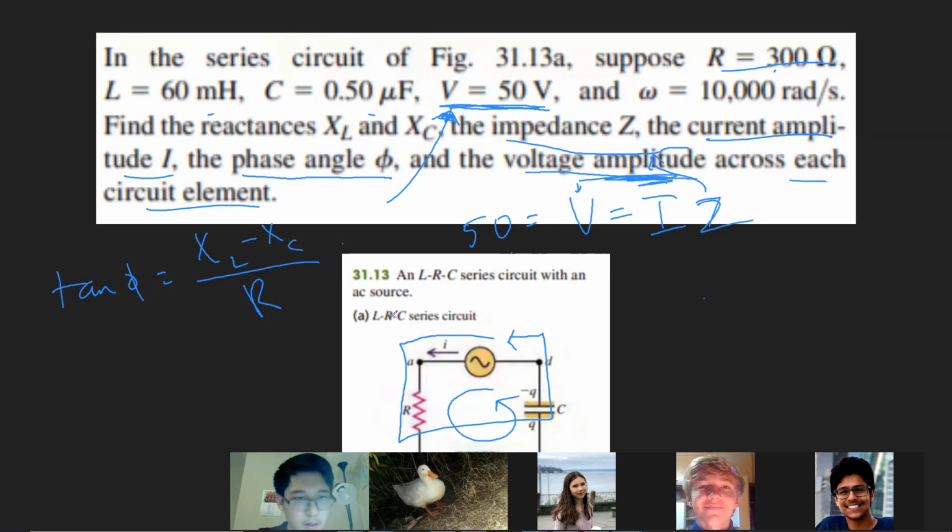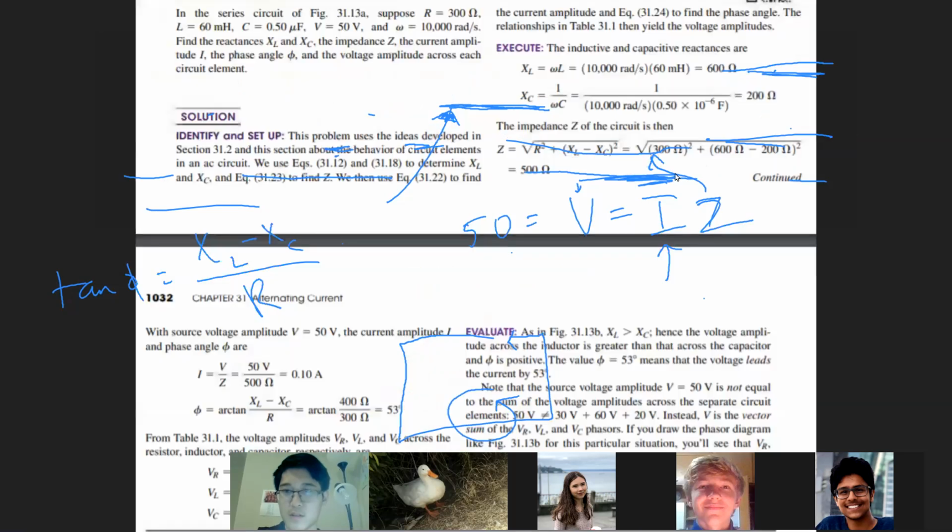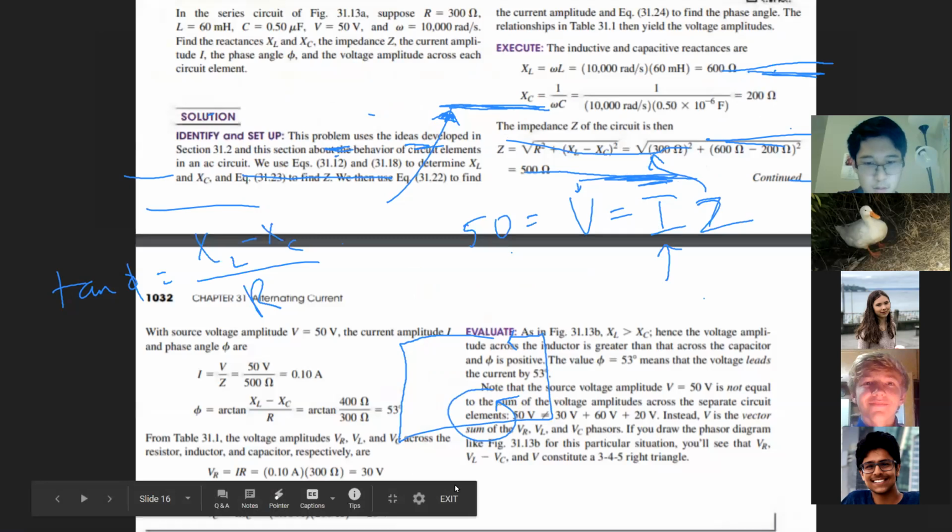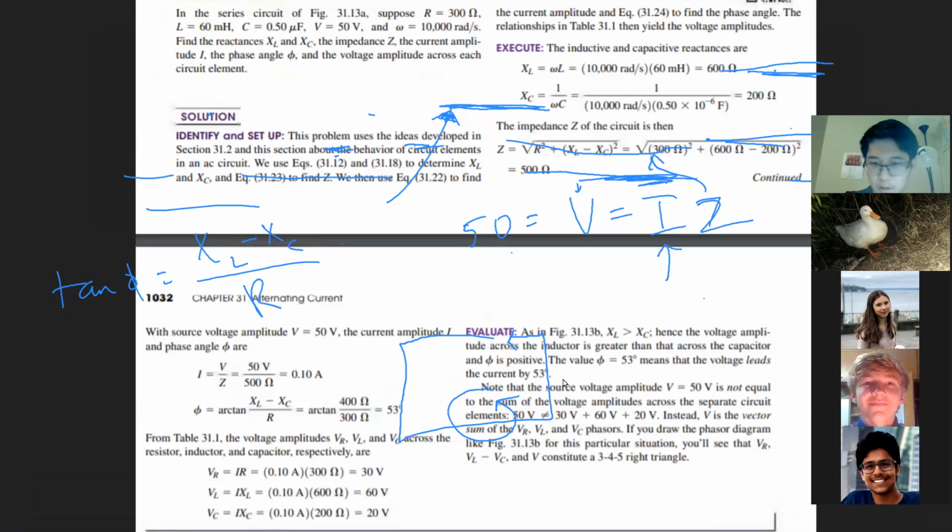I see a chat: I times, yes, that is exactly what it's going to be, Tanner. You found this I, the current amplitude, in the last problem, and then you're just going to multiply by either the reactance or the resistance. You can work that out by yourself and see what you get. Let's just make sure that this is the right answer. Yeah, that should be right. Yep, that's right.